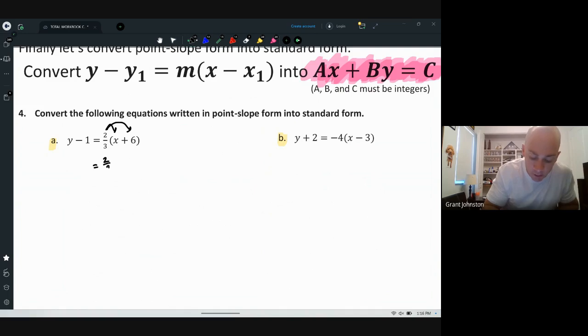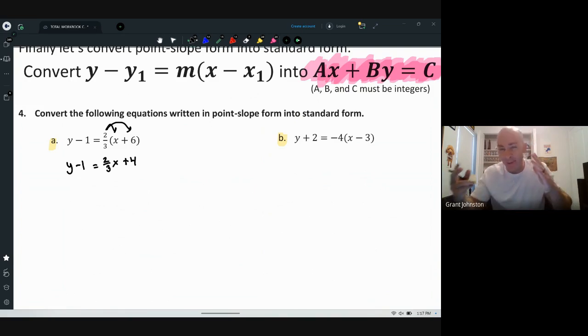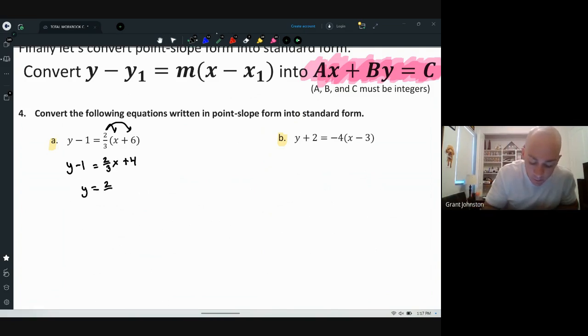So 2/3 x, 2/3 times 6 is 4. And then I'm going to, and there's kind of different ways you can approach this. I'm going to move the 1 over. I'm going to do +1 on both sides. So I add 1 on the left side. Now I have a 2/3 x plus 5 because I add 1 to the 4. And now we have it in slope-intercept form.